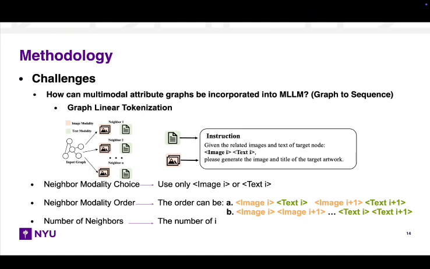And for graph linear tokenization, we have several choices of modality. We use either only image i or text i, or both. For neighbor modality order, it can be image i, text i, image i1, text i1, or we put all the images of the neighbors first, and then the text of the neighbors. Of course, for the number of neighbors, we are free to choose.